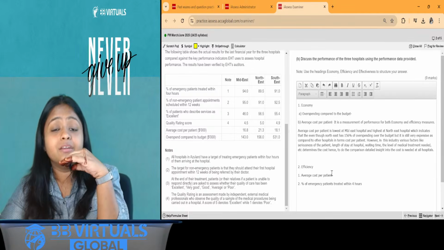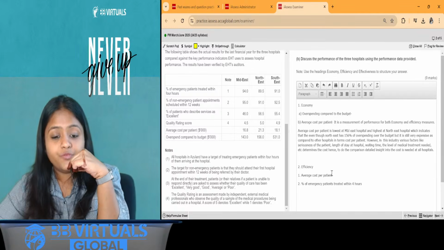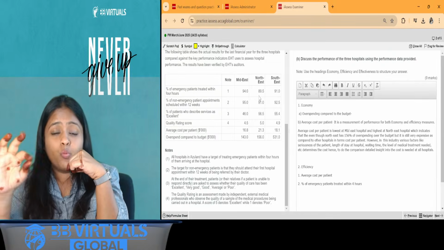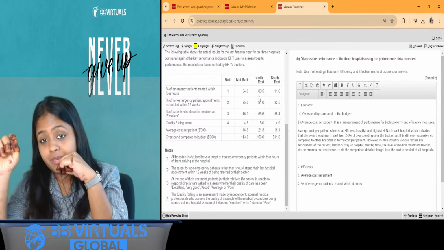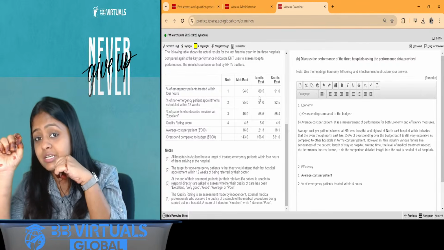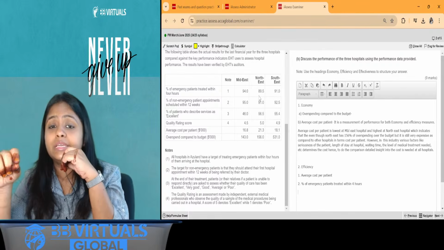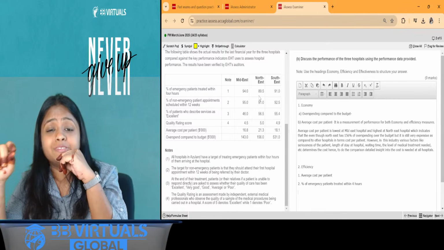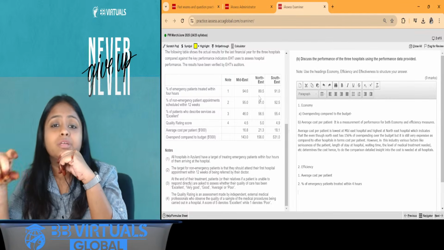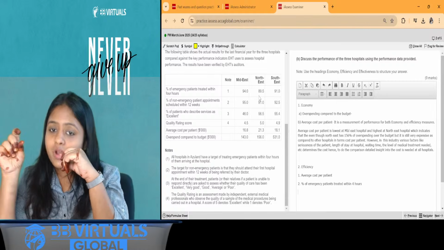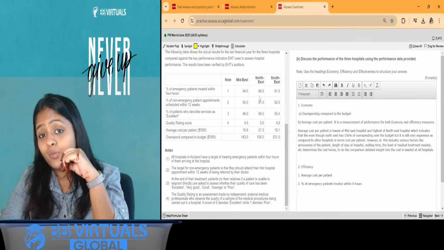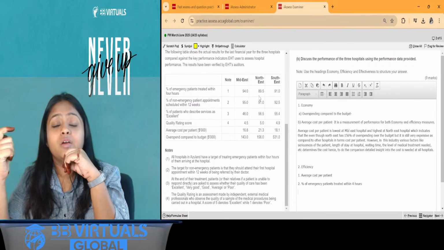If they are not treated 100% within 4 hours, so if you look here at the data which is provided, Northeast is having the lowest percentage. So probably the efficiency levels are down here, and we need to look into detail why the percentage is lowered. Is it due to the criticality of the patient, or is it due to the staff not being well trained? Okay, and what are the factors?